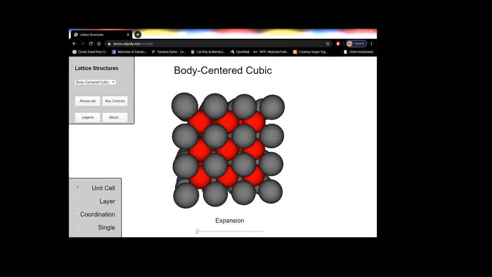Was it Sophie? Yeah, that clears it up a lot. Does that mean for every single body-centered cubic, it will always have a coordination number of 8?